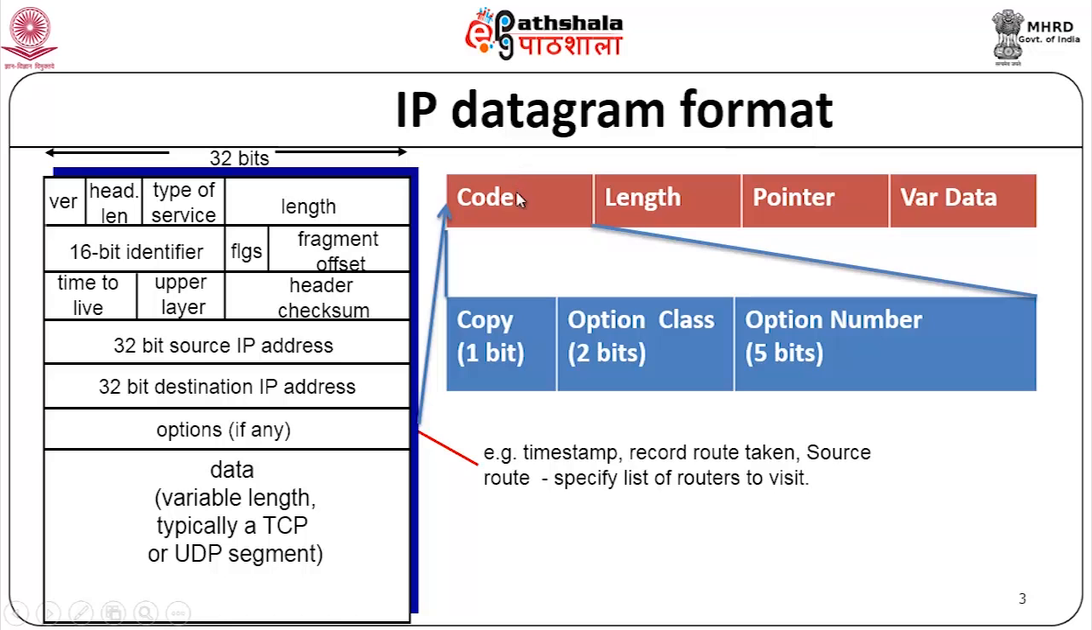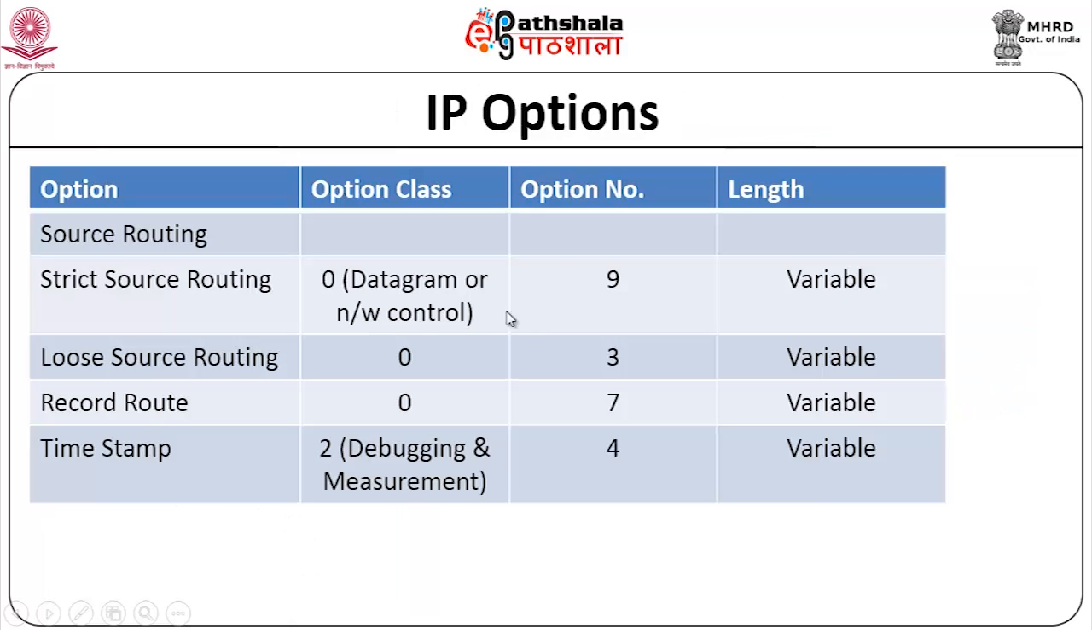That is, if and when this IP packet is fragmented, should this options field also be copied into all the fragments, or can we leave out this options field? That information is specified by the copy bit. If the copy bit is set to 1, it indicates that you have to copy it into all the fragments, otherwise it could be left as such. So, that is the purpose of the copy bit. Now, let us look at the different types of options that are available.